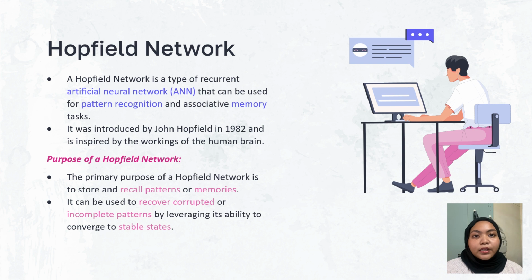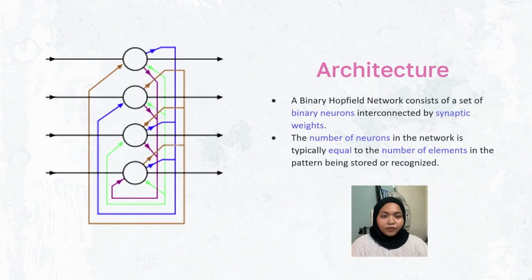So, one cool thing about Hopfield networks is that they can recover patterns even if they are damaged or missing some parts. They do this by finding a stable state to converge to. The architecture of a binary Hopfield network includes a group of binary neurons connected by synaptic weights. The number of neurons in the network is usually the same as the number of elements in the pattern that we want to store or recognize.